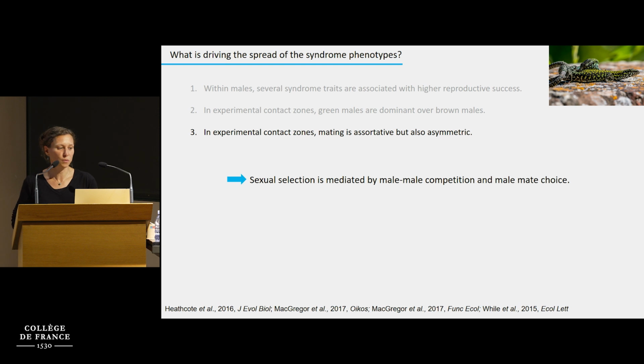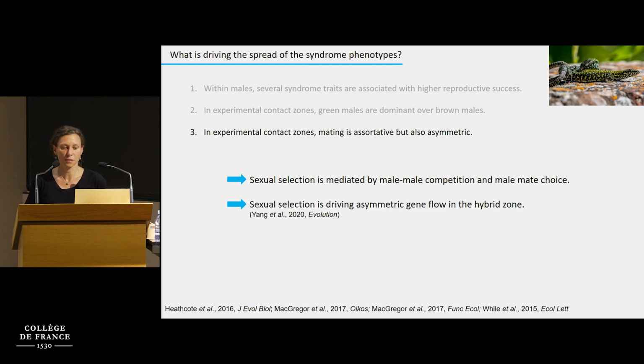So what we conclude from this is that sexual selection is mediated by male-male competition, and there's an absence of female mate choice, and that this sexual selection is actually driving the asymmetric gene flow that's pushing the green phenotypes into this distantly related lineage in the hybrid zone. And from this, we can generate predictions about gene flow in the hybrid zone, which holds up remarkably well, and is published in this paper.